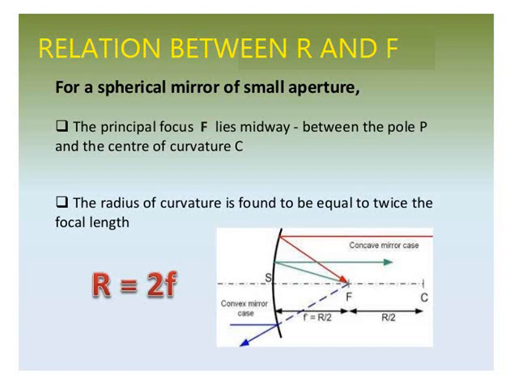The focal length f lies midway, that means at the center, between the pole P and the center of curvature C. The radius of curvature is found to be equal to twice the focal length. So the important formula is R equals 2f. So when R is 10, f will be 5. When f is 10, R will be twice the focal length, 2 times 10, 20 centimeters.